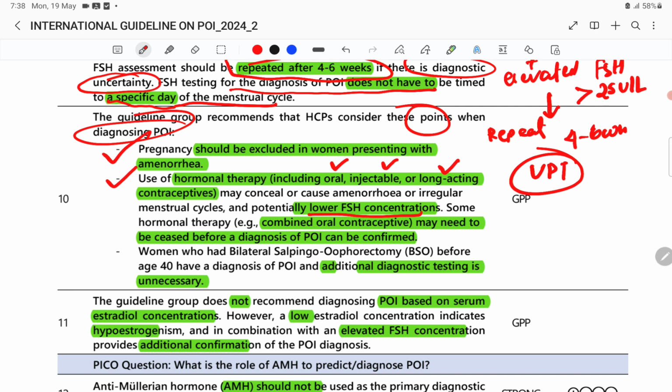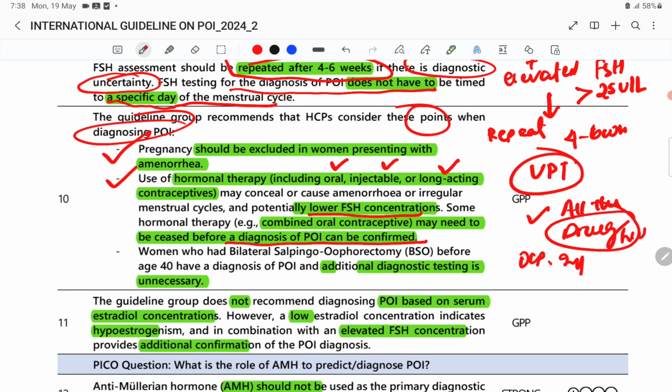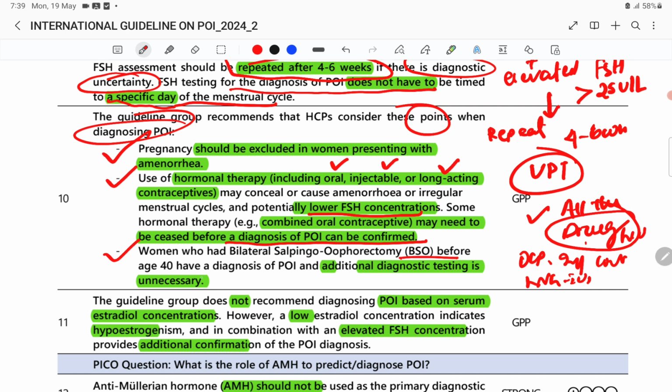Some hormone therapy, like combined oral contraceptives, may need to be ceased before a diagnosis of POI. So very important, all the drug history is very important in the diagnosis of POI. Basically OC pill, injectable contraception, and long-acting LNG IUD all have to be excluded. If you started some hormonal therapy, it may need to be ceased before a diagnosis of POI is confirmed.